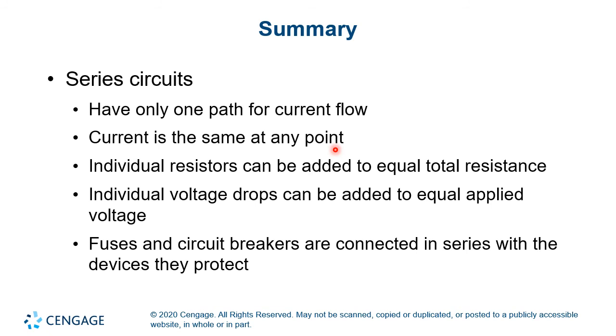Turns out that if we want to find out what the total resistance is, we can just add up the individual resistors, right, if they're in series. And if we want to determine the total voltage, in this case the applied voltage, it's just going to be equal to the sum of the individual voltage drops, right? So it's going to be the drops across each of the components, in our example, resistors.